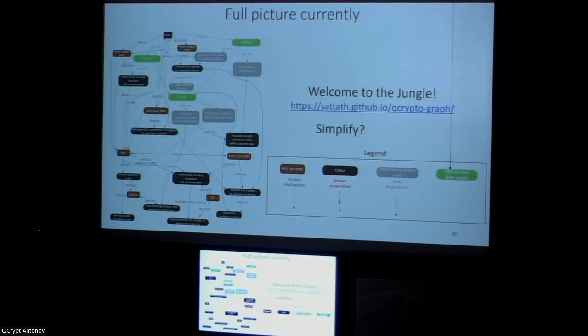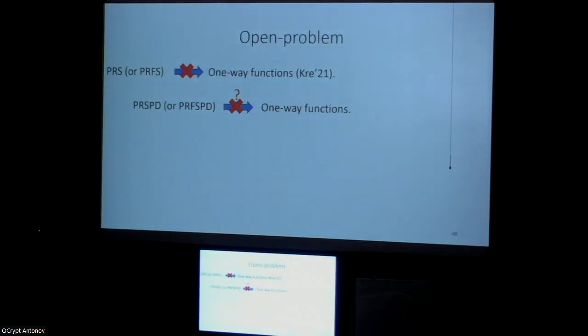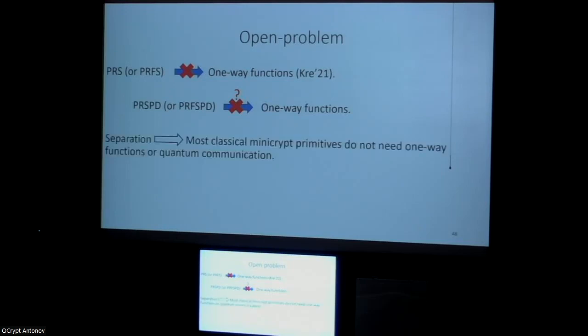So one of the questions that interests this work would be understanding the relation between one-way functions and PRS PD or PRFS PD, in the same sense as we know for PRS and PRFS and one-way functions. We know we can construct them from one-way functions, and there is somewhat of a relativistic separation the other way. But we don't know if such a separation exists for proof of destruction. And such a separation would essentially mean that all these cryptographic primitives, even when restricted to classical communication, do not need one-way functions.